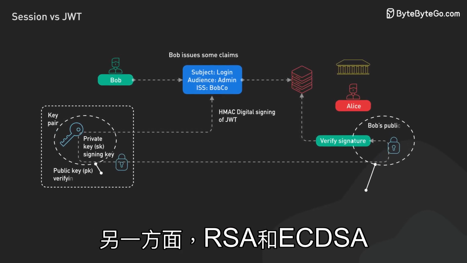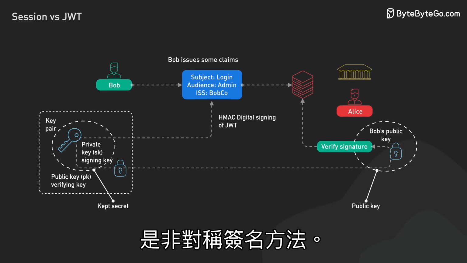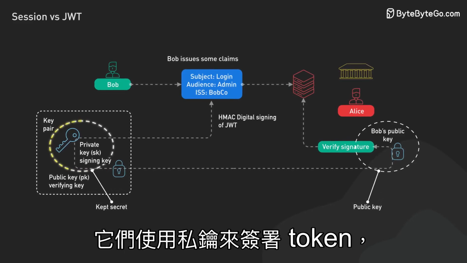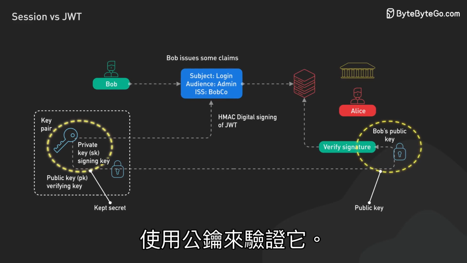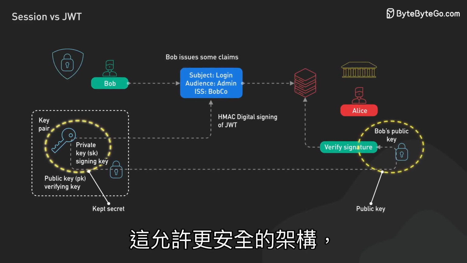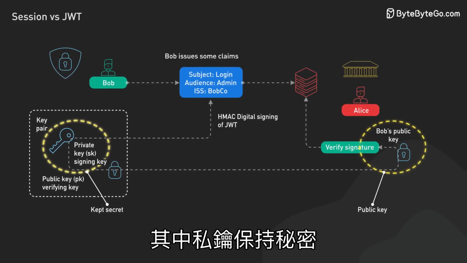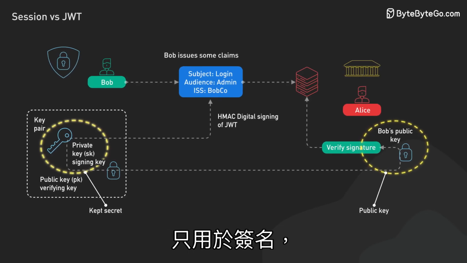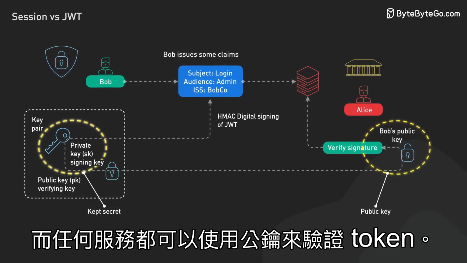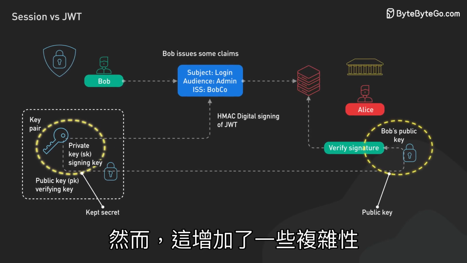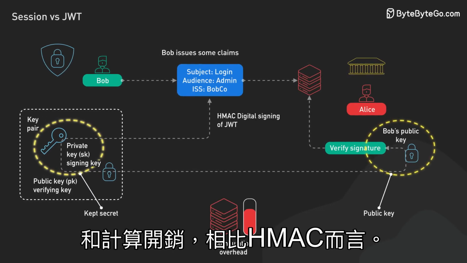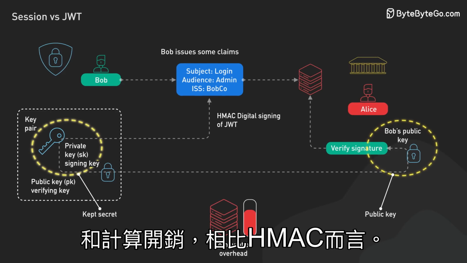RSA and ECDSA, on the other hand, are asymmetric signing methods. They use a private key to sign the token and a public key to verify it. This allows for a more secure architecture, where the private key is kept secret and only used for signing, while any service can verify the token using the public key. However, this adds some complexity and computational overhead compared to HMAC.